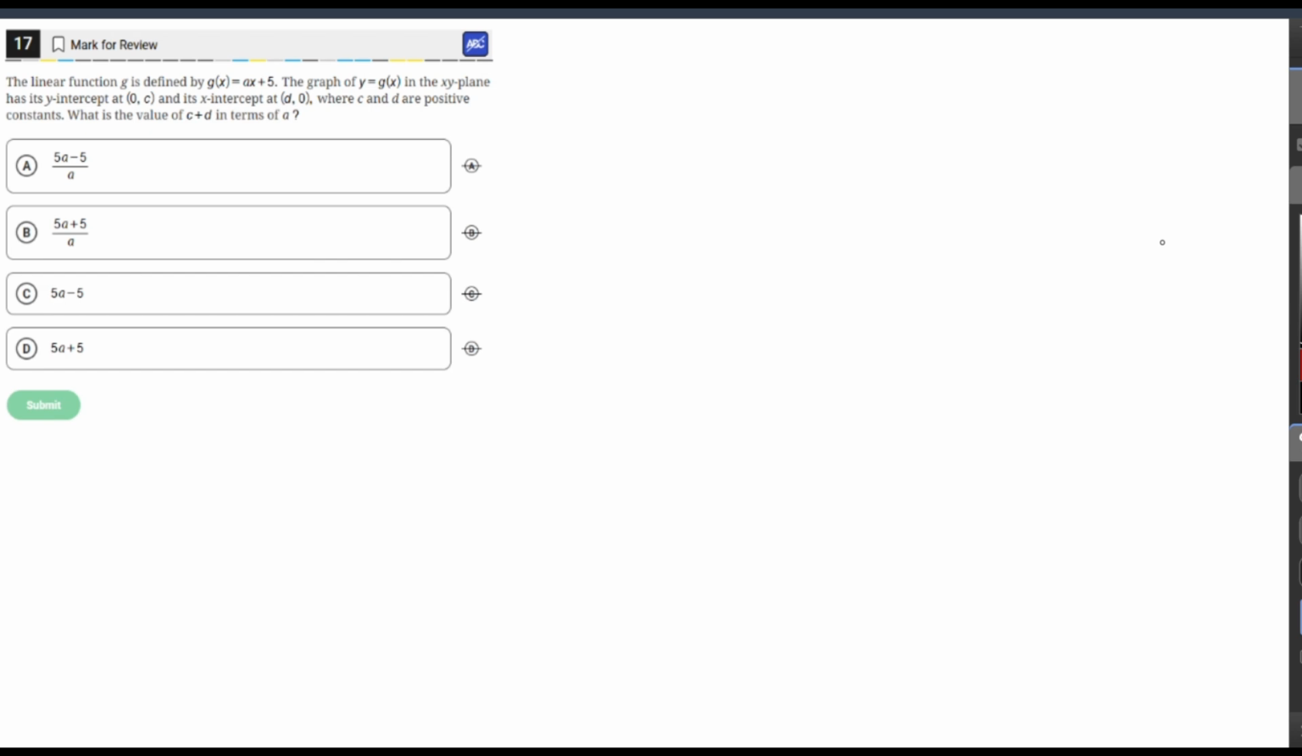And now for question 17. The linear function g is defined by g of x is ax plus 5. The graph of y equals g of x in the xy-plane has its y-intercept at 0, c, and its x-intercept at d, 0, where c and d are positive constants. What is the value of c plus d in terms of a? So it says we have g of x equals ax plus 5. And it's saying there's a point that's the y-intercept at 0, c.